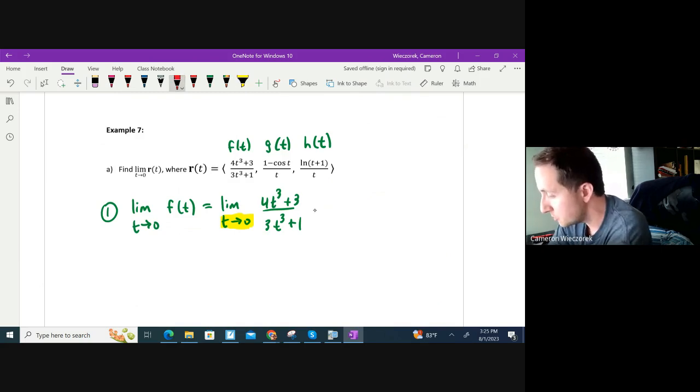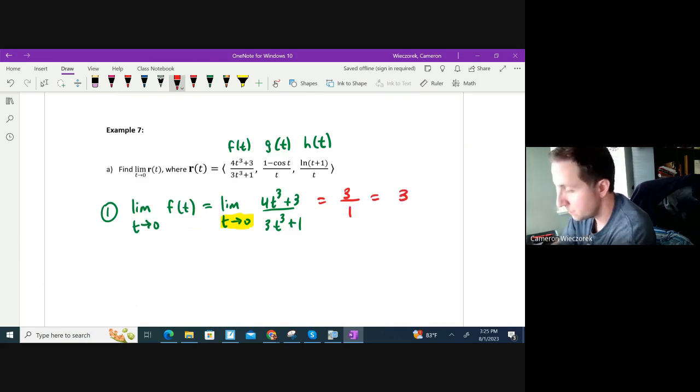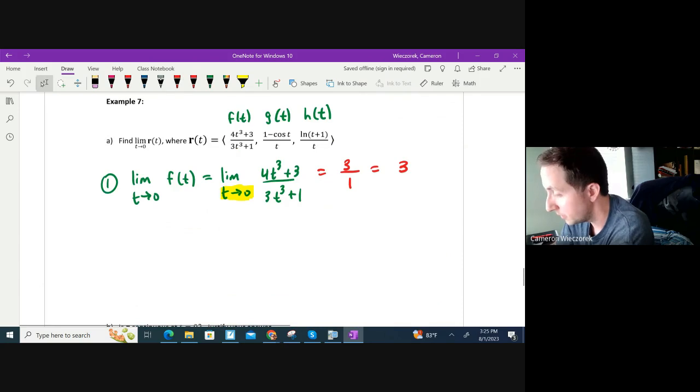So all I'm doing is plugging in 0 to the top and bottom. And I end up getting 0 plus 3 over 0 plus 1, which is 1. 3 divided by 1 is 3. So the first component is going to be 3 for my limit.